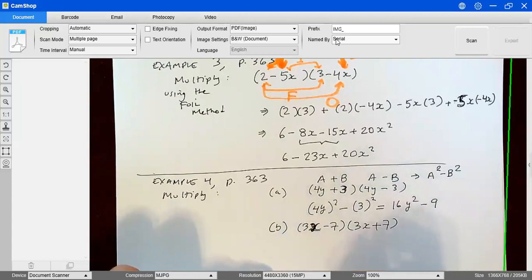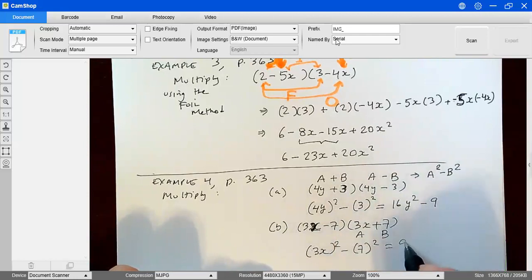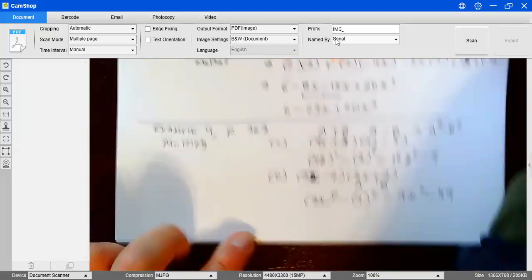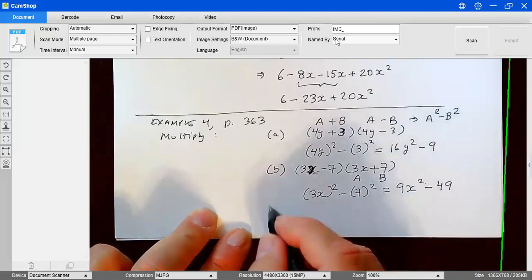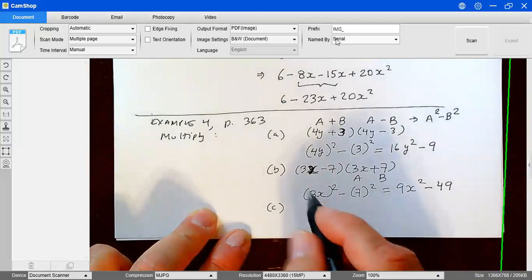You can see here that this is again the same case. We have conjugates, so one is a and the other is b. We only need to find a squared minus b squared. So this is going to be 9x squared minus 49. This formula is beautiful. It definitely simplifies our lives.